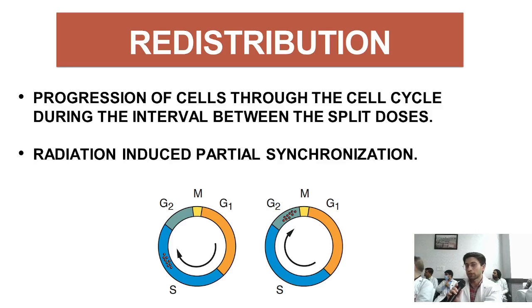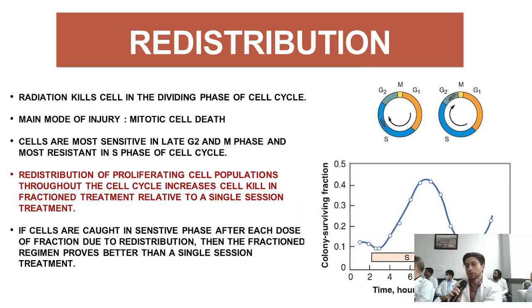Radiation not only kills the cells in the sensitive phase of the cell cycle, but also induces a partial synchronization. So what's partial synchronization? Let's say I give the first dose of radiation, and I kill the cells in G2 and M phase. But the cells which are in the resistant phase, the S phase, or maybe the resting G1 phase, are going to accumulate. So by the time of the next fraction, the cells will have transferred from the resistant phase to the sensitive phase, so that we can kill the cells in the next fraction.